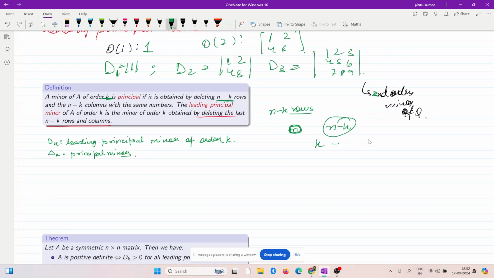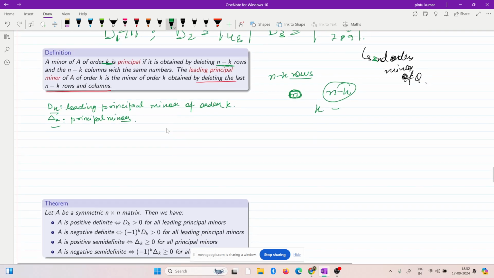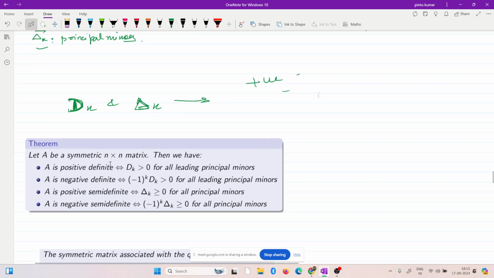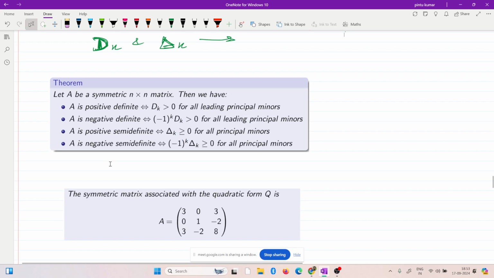So I think you are now clear about what I mean by D_k and delta_k. These are the determinants of the minors that I have defined. Now, based on the values of your D_k and delta_k, I'll use a different kind of D so that you don't confuse it with delta, you can infer whether a matrix is positive semi-definite, negative semi-definite, and so on. And here is the characterization.